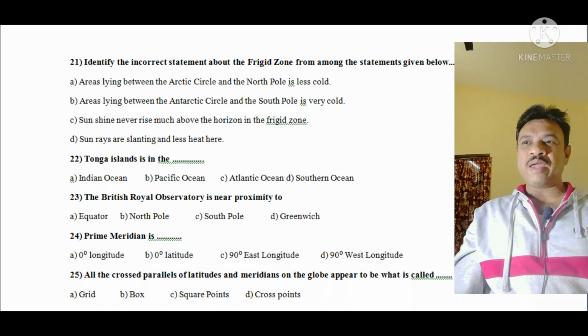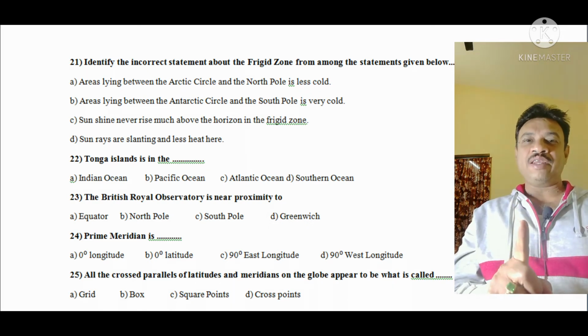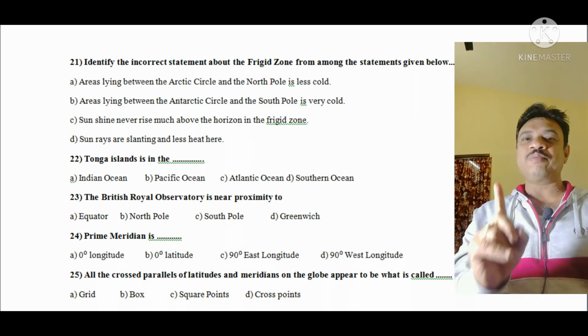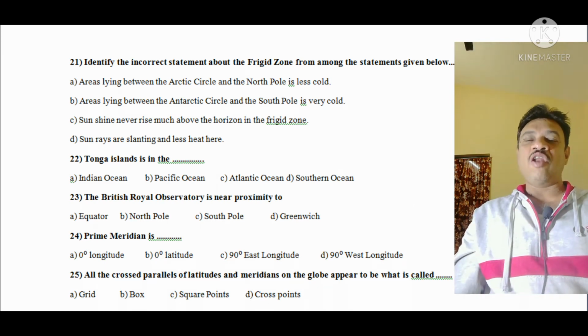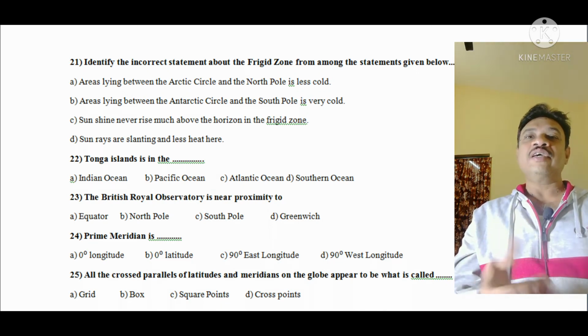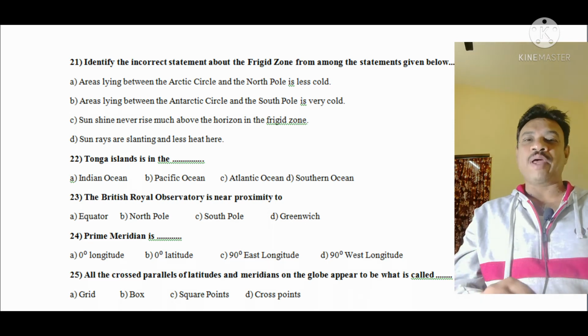What is the prime meridian? It is given 0 degree longitude, 0 degree latitude, 90 degree east longitude, and 90 degree west longitude. What is the prime meridian? Prime meridian is 0 degree. That is, the Greenwich mean time starts from there, and it is 0 degree longitude, not 0 degree latitude. 0 degree latitude is nothing but the equator, but 0 degree longitude is called the prime meridian.